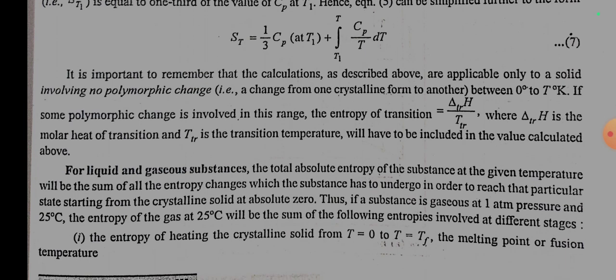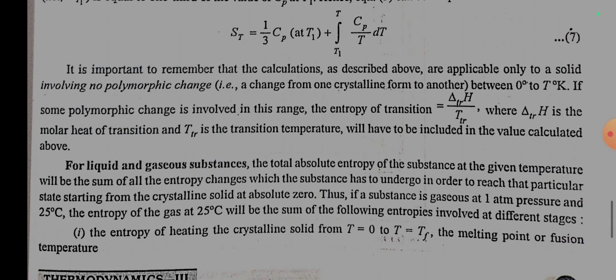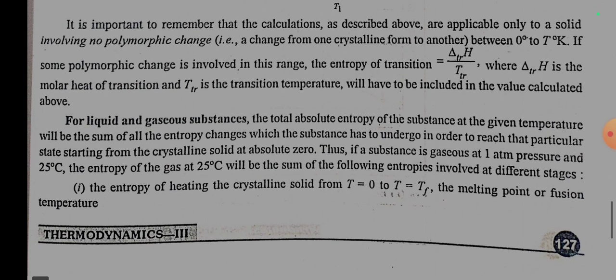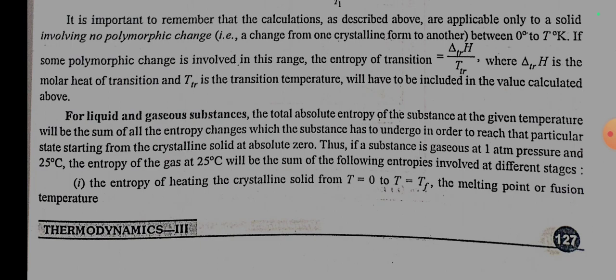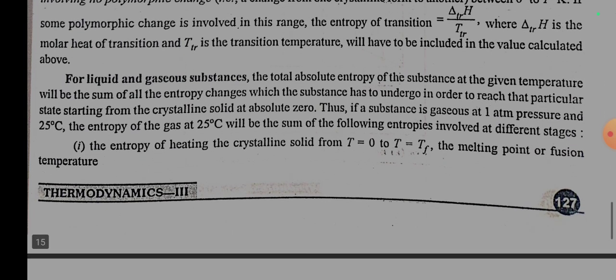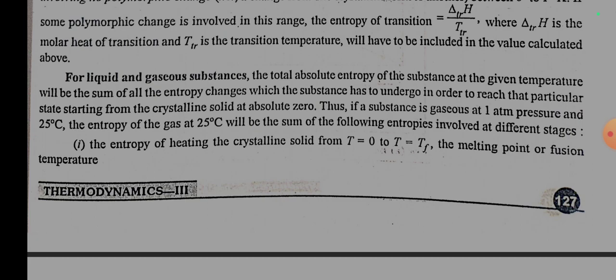It is important to remember that the calculations described above are applicable only to a solid involving no polymorphic change between 0 degree to T degree Kelvin. If some polymorphic change is involved in this range, the entropy of transition, delta H by TTR, where delta H is the molar heat of transition and TTR is the transition temperature, will have to be included in the value calculated above.